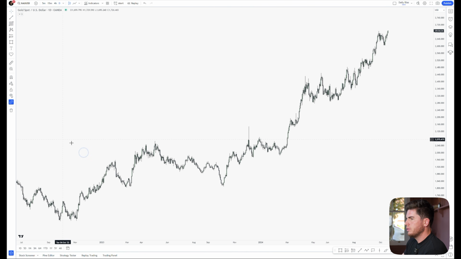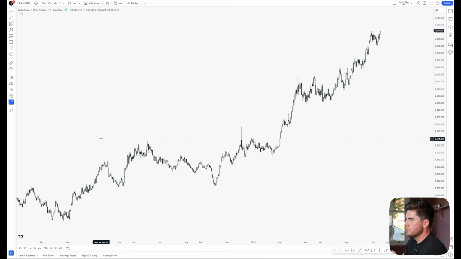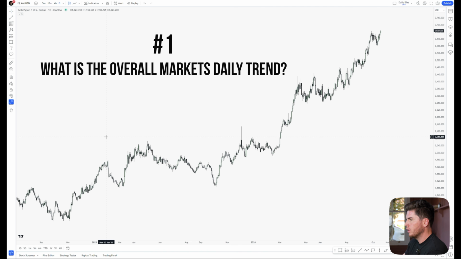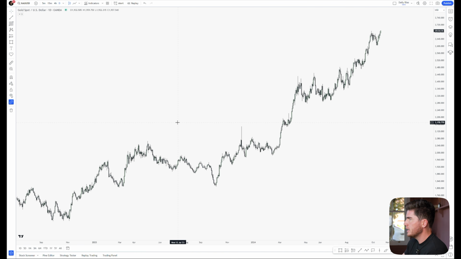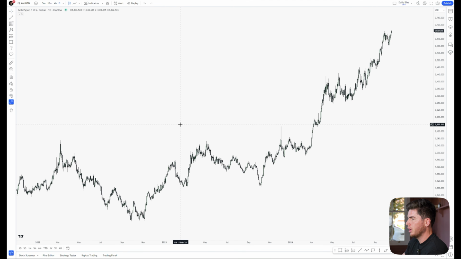Okay, so let's break this bias down into segments. There's three things that I want you to consider. The first one is, what is the overall market's daily trend from that higher time frame macro perspective? So this is gold on the daily chart, pretty zoomed out, and we can see that the market is printing higher highs and higher lows. So we have a trending market, and that's what we want to look for.